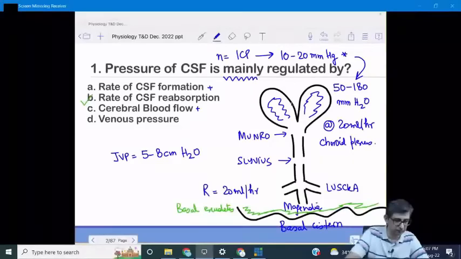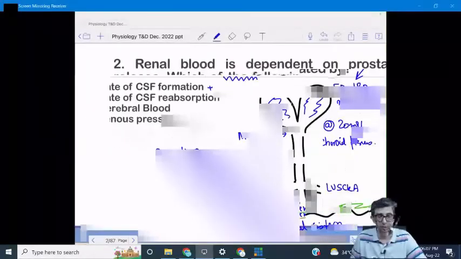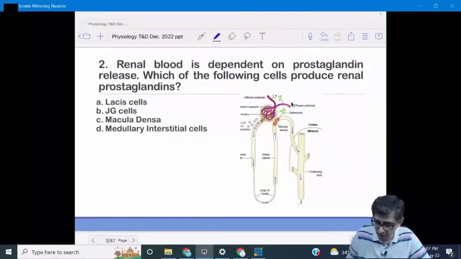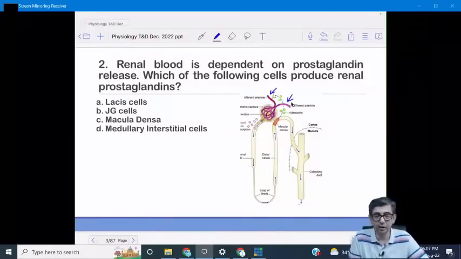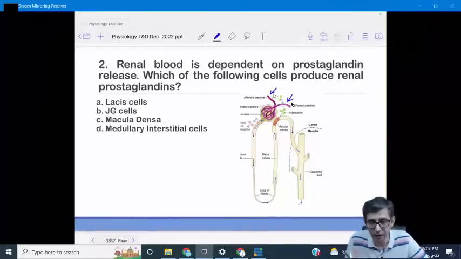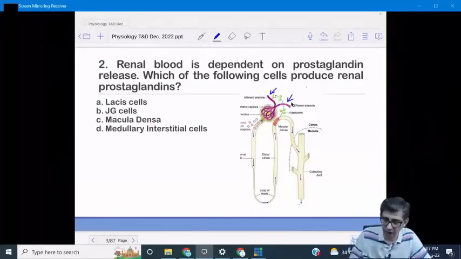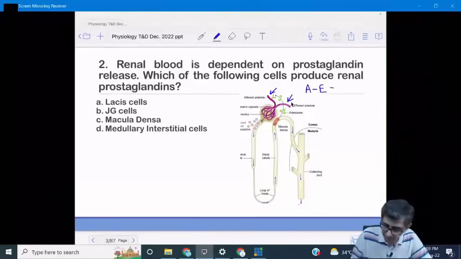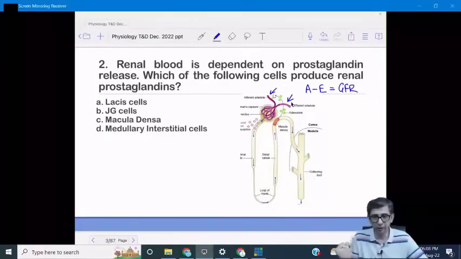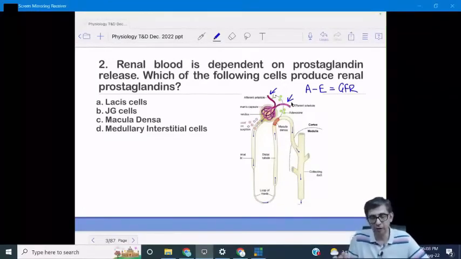Okay, let's move on to the second one for today. Renal blood flow, I have given half the hint in the question itself. The renal blood flow is dependent on prostaglandin release. What prostaglandins do is that the most important role in maintaining the balance between the afferent arteriole and the efferent arteriole is that of prostaglandins. Because the pressure difference between afferent minus efferent arteriole is responsible for glomerular filtration rate. Efferent arteriole will be relatively constricted and afferent arteriole will be relatively dilated. So we will be having a balance or a gradient that is created.